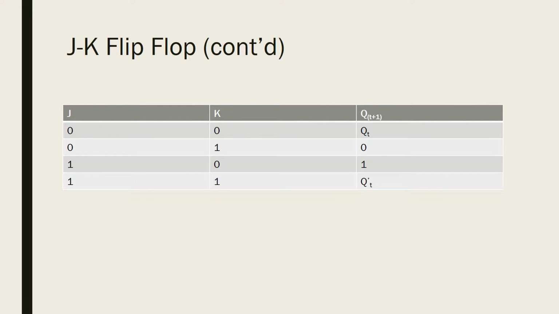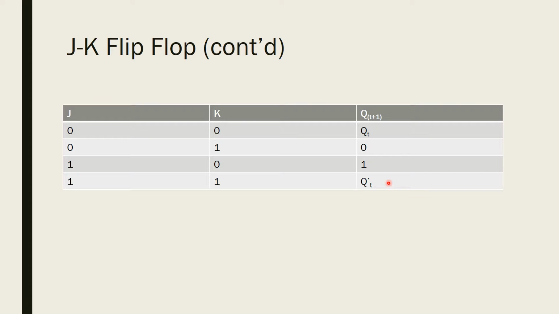Here we see the truth table. When J is equal to 0 and K is equal to 0, the next state is equal to the present state. When J is equal to 0 and K is equal to 1, the next state is equal to 0. When J is equal to 1 and K is equal to 0, the next state is equal to 1. When J is equal to 1 and K is equal to 1, the next state is equal to the complement of the present state.